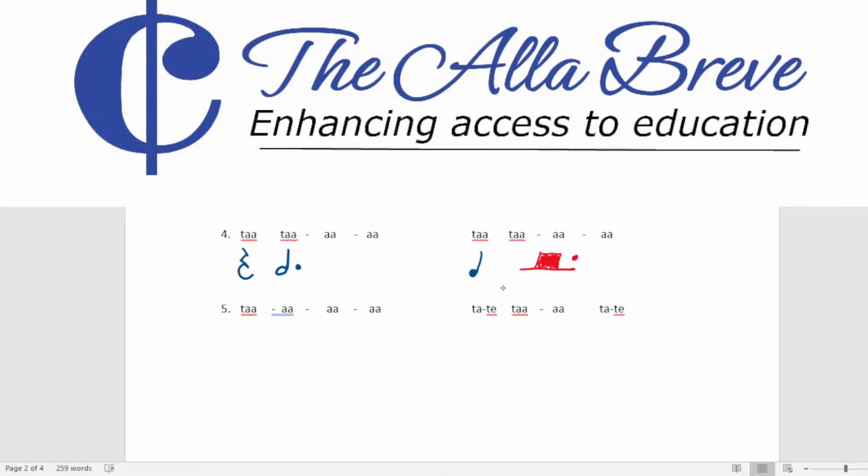We take the whole of line 5 in 1, 2, 3, go. Ta, ta, te, ta, ta, te. Ta, ta, te, ta, ta, te. These are 2 counts, and this 1 count, this is 1 count.